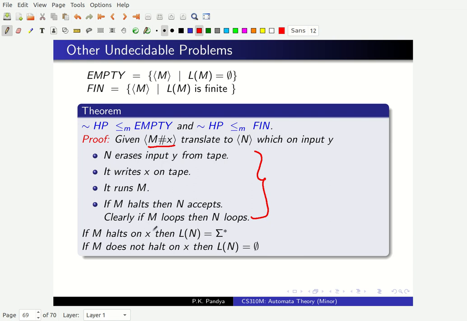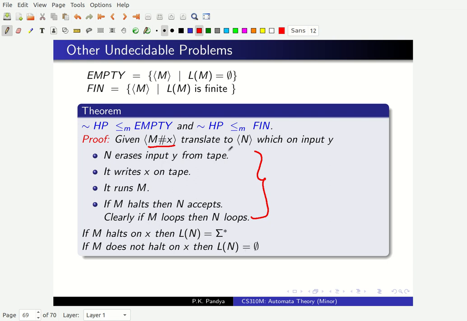If M halts on X, in that case, what will happen? Whatever Y you gave initially onto the tape of N, it is going to erase it and run M on X and halt, and so N will accept, right? So any Y that you give will be accepted by N. So the language of N will be sigma star. Any arbitrary string Y will be accepted if M halts on X. On the other hand, if M does not halt on X, then this N will loop, because M will loop. M does not halt, so M will loop, so N will also loop.